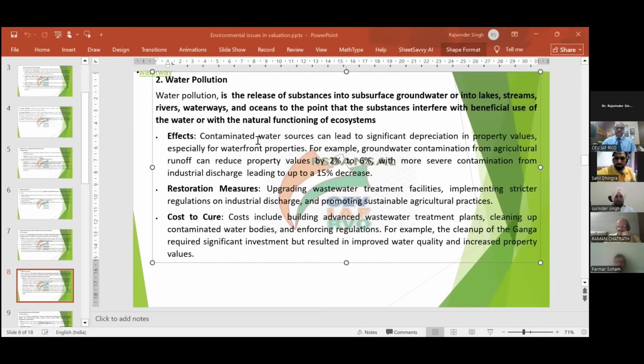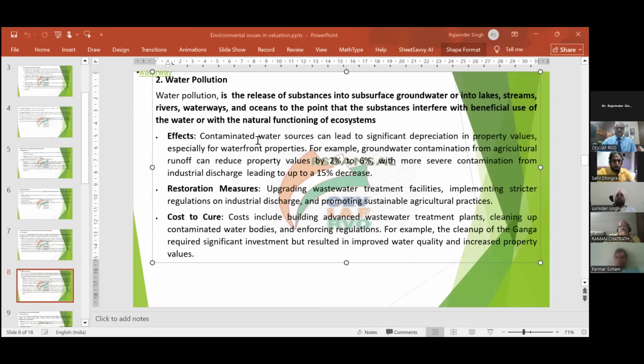So what are its effects? What can contaminated water do? Basically, we will be restricting our discussion to its effect on valuation. So how can water pollution affect the value of the property? Of course, it will significantly depreciate property values, especially for waterfront properties.